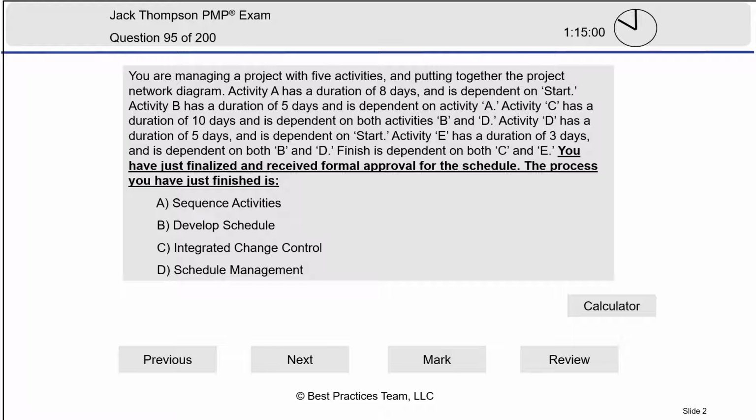So this also makes the point that we must know the key outputs of the processes. If we know the key outputs, we know the goal, and we know the purpose. That would tell us the answer to this question. Develop schedule has a key output, the schedule baseline, and that implies all baselines are formal and have been approved. So that's the answer to our question.